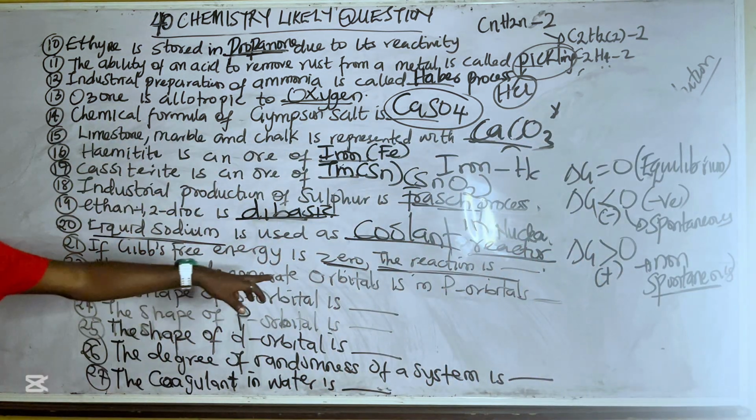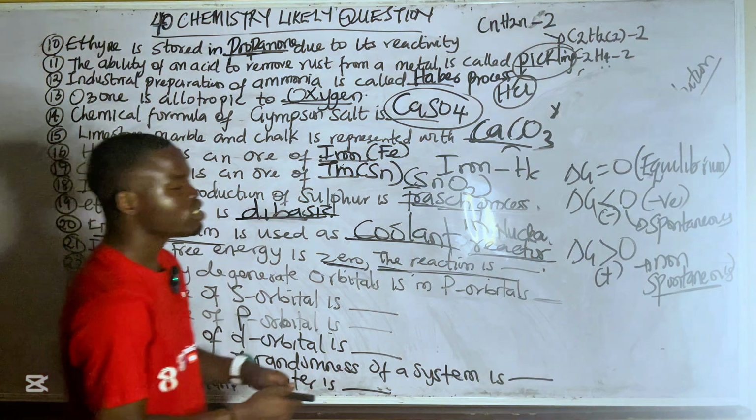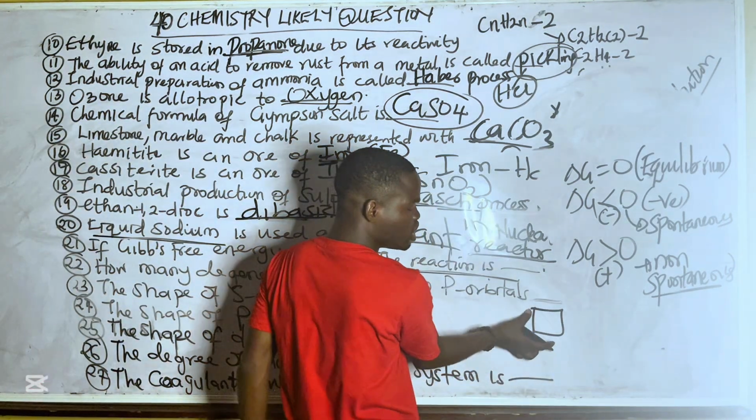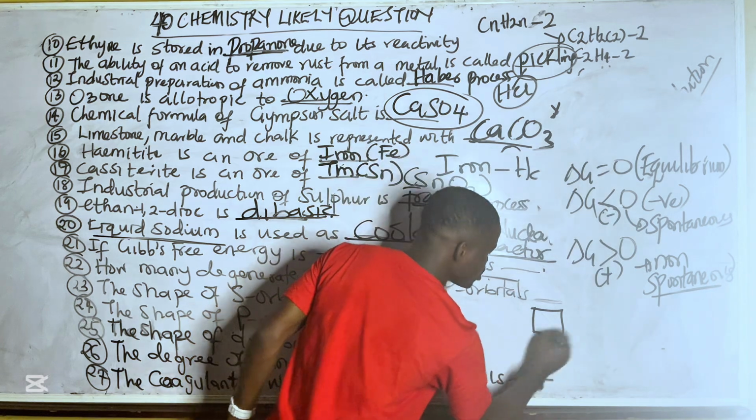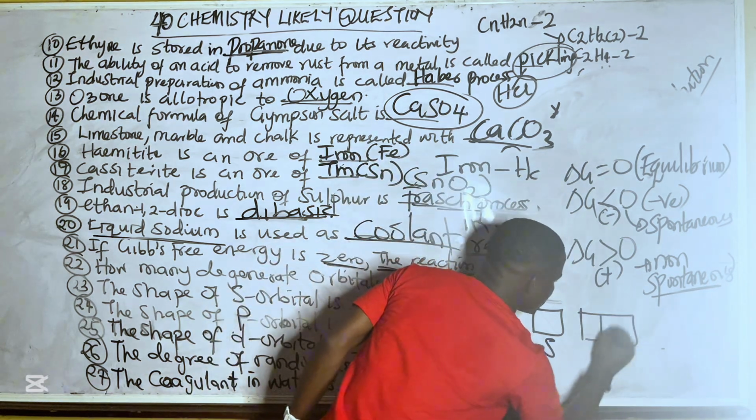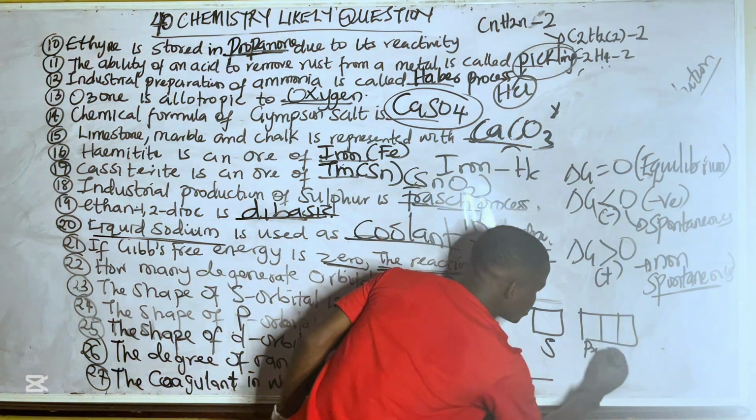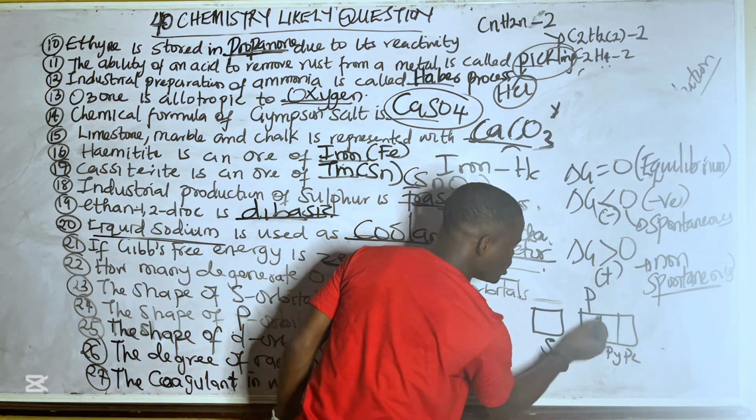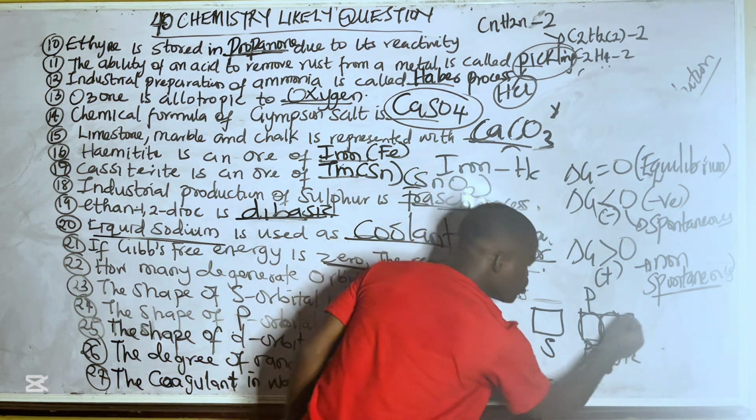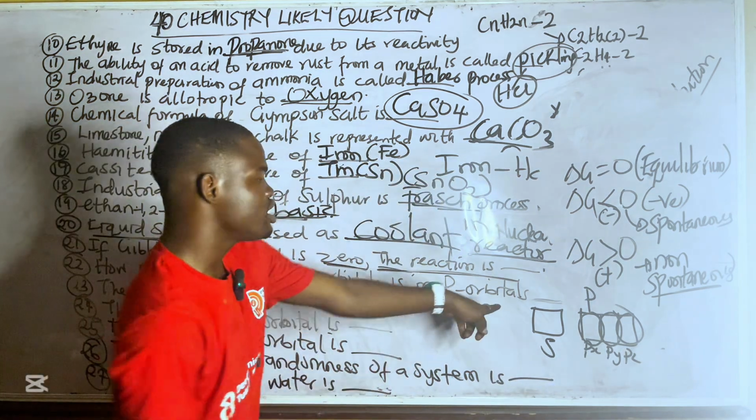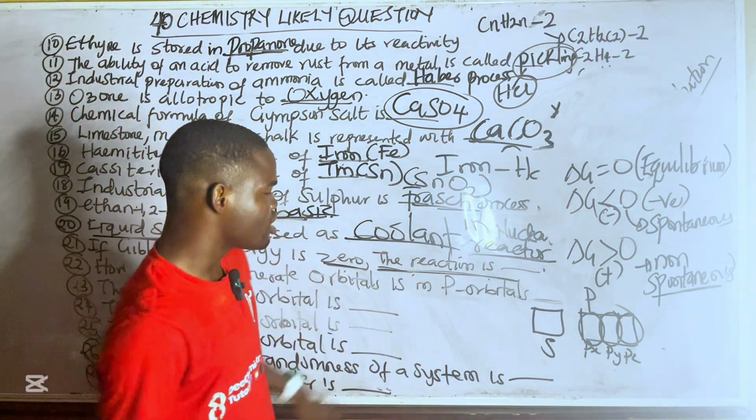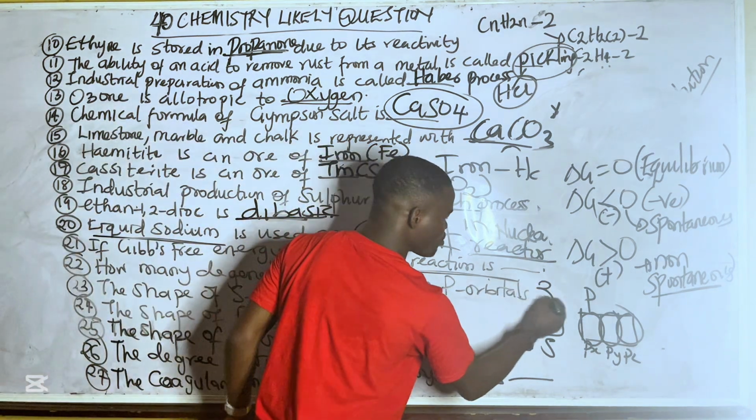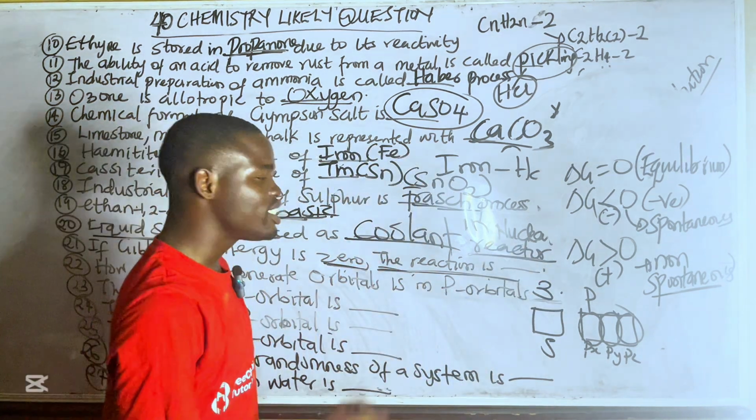How many degenerate orbitals are in p orbitals? Look at it. There's the s orbital, which has just one orbital. Now the second one is the p orbital. It has px, py, and pz. So for p orbitals, it has how many rooms? 1 room, 2 rooms, and 3 rooms. These are what they call degenerate. So how many degenerate orbitals are in p orbitals? It is 3.